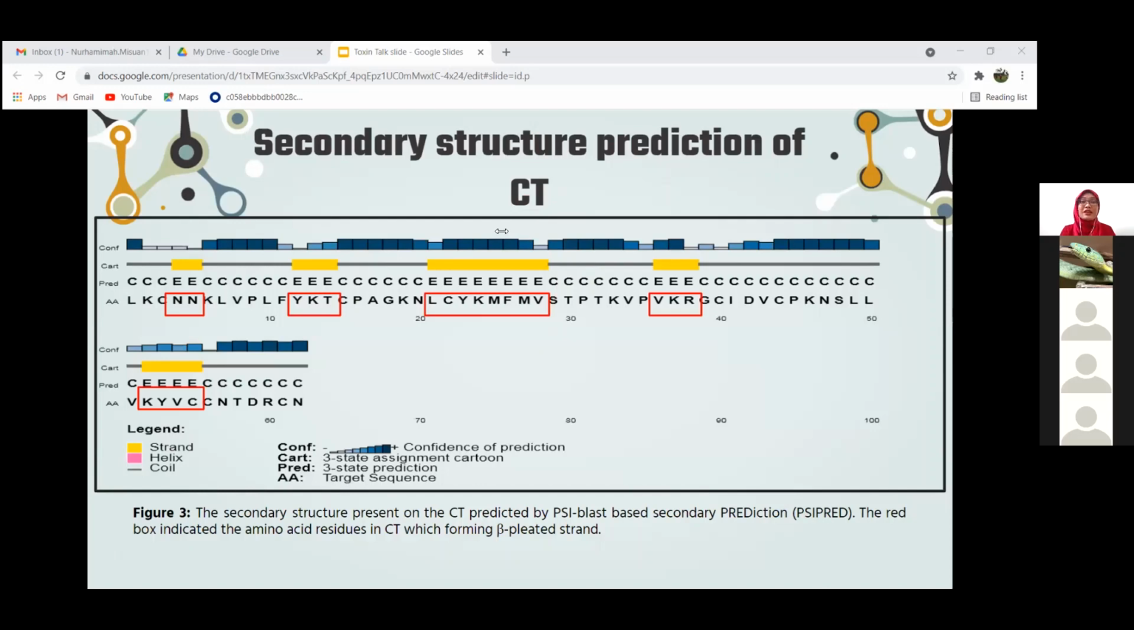The presence of these beta strands resembles the native structure, which has beta strands in its core. The red boxes indicate the amino acid residues in CT which form the beta strands. Of all 20 residues which make up the beta strands, 6 happen to be inside the functional loop of CT. These are the residues asparagine 4 and 5, tyrosine 12, methionine 27, and valine 28 and 36. So this prediction also supports the 3D structure of CT I showed before.